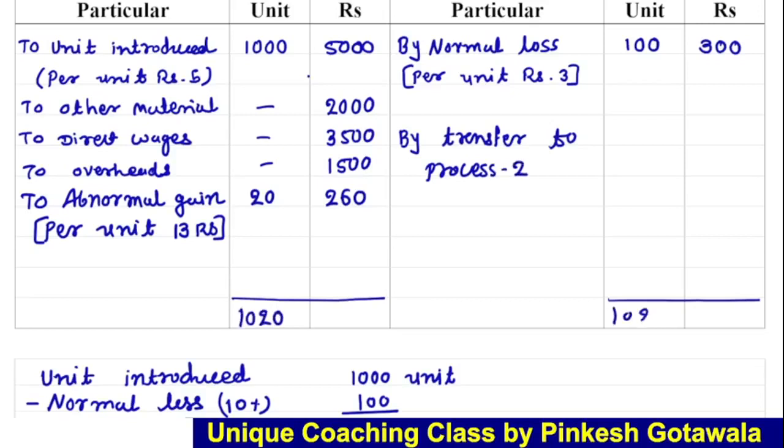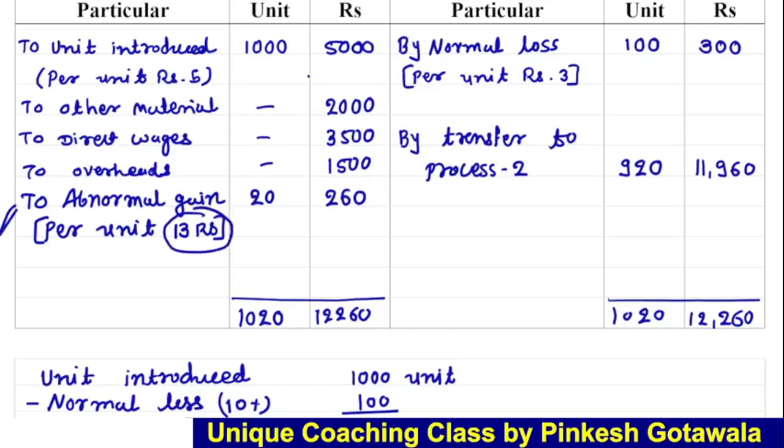1020, 1020. So here 920. Here 12,260 minus 300, so it will be 11,960. And also remember I told in a previous video that the per unit cost for abnormal gain or abnormal loss, whether it is abnormal gain or abnormal loss, the per unit cost will always be the same.